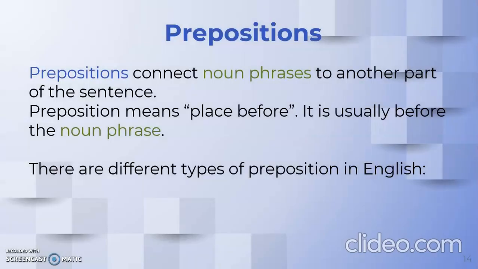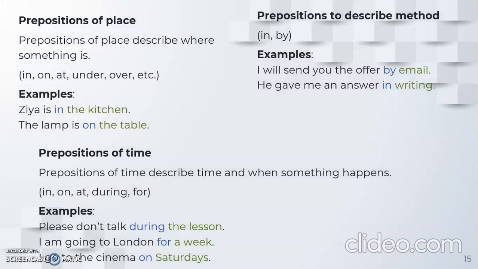The next is prepositions. A preposition connects a noun phrase to another part of the sentence. Preposition means placed before. It is usually before the noun phrase. There are different types of preposition in English. First one describes a place. Prepositions of place describe where something is. We always use in, on, at, under, over, etc. For example: Zia is in the kitchen, the lamp is on the table.